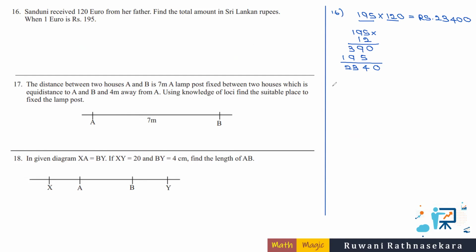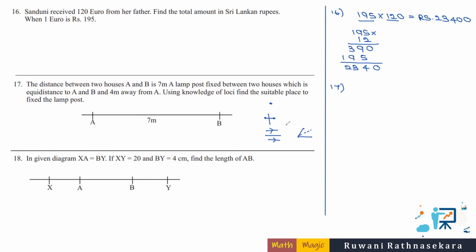Right. The 17th question is from locus, right? There are 4 basic loci in math. The first one is for 1 point, which is a circle or an arc. The second one is for 2 points, which is the perpendicular bisector of the line connecting the points. The third one is for 1 line, which is a pair of parallel lines. The fourth one is for 2 intersecting straight lines, which is the angle bisector. In your first paper, you get a question from one of these 4 basic loci or the combination of 2 of these 4 basic loci.